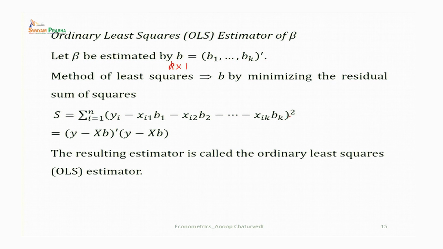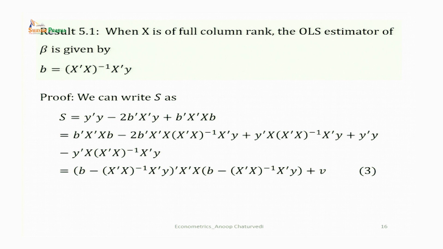And then in matrix notation you can write this sum of squares of residuals as y minus Xb transpose y minus Xb. So, basically to obtain b, we minimize this quantity, and the resulting estimator is called the ordinary least squares estimator or OLS estimator of beta. Then we are assuming that X is of full column rank. So, when X is of full column rank, the OLS estimator of beta is given by b equal to X transpose X inverse X transpose y.